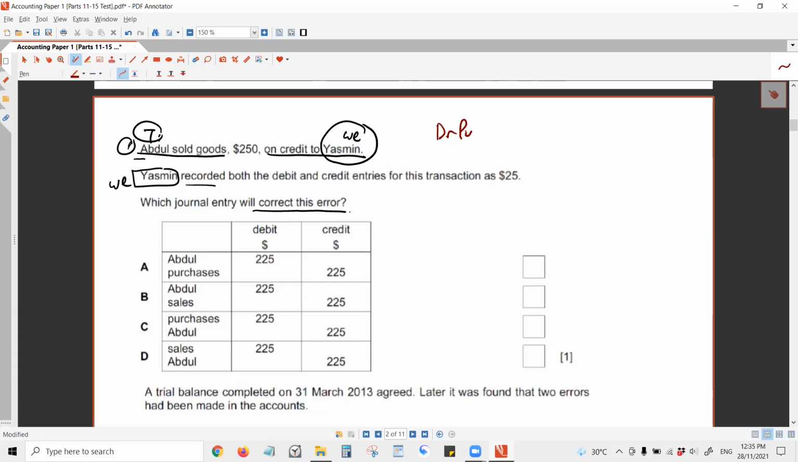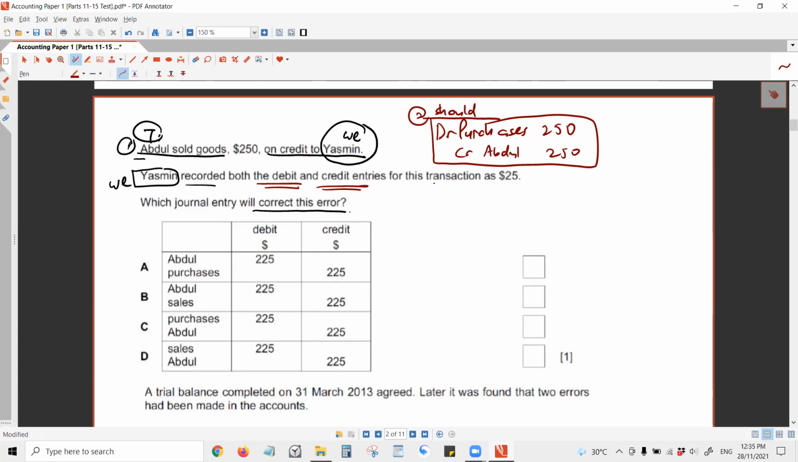We debit purchases. This is step 2, the should-be entry. The entries are supposed to be what? Debit purchases, credit Abdul. These are the supposed entries. Should look like this. Then only I go and see what they did. Yasmin recorded both the debit and credit entries for this transaction as 25.